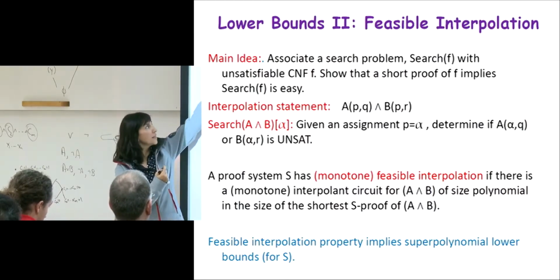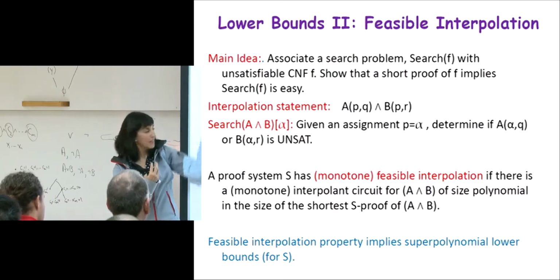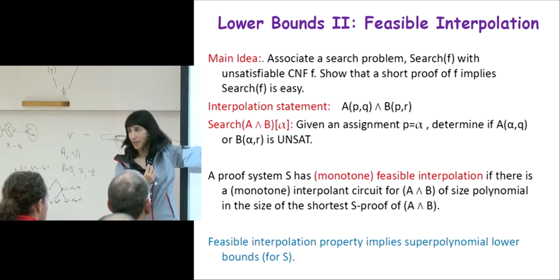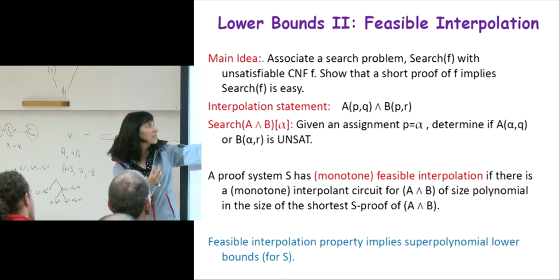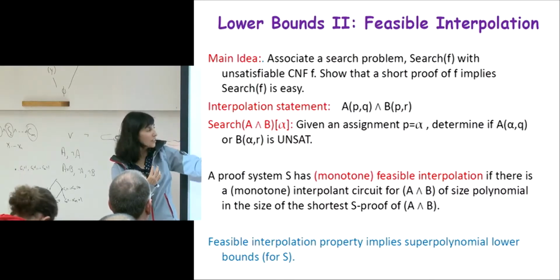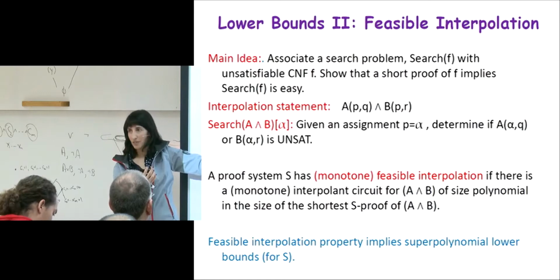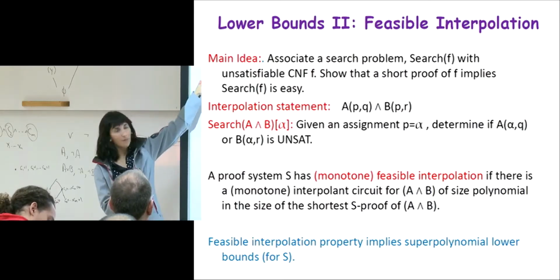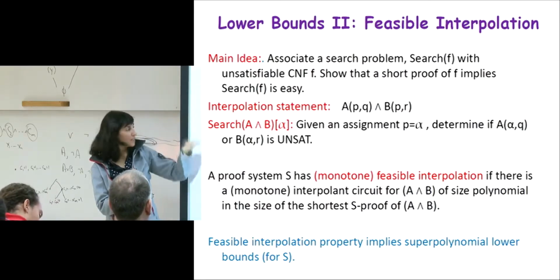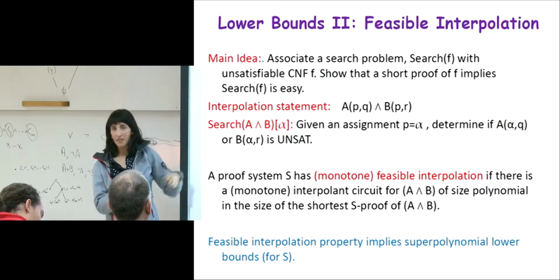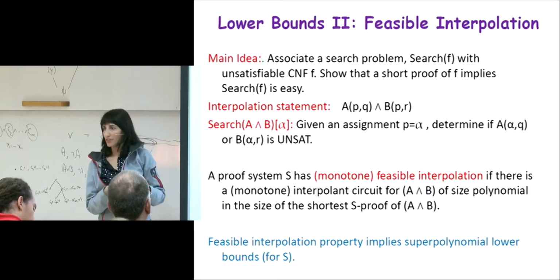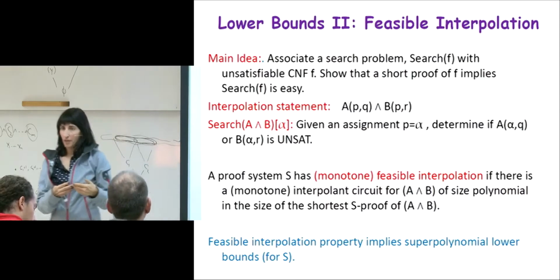Okay, so if the statement itself has the monotone form, then you can talk about monotone feasible interpolation, because the search problem is monotone. So you say the proof system has monotone feasible interpolation if any time you start with a monotone interpolant statement, and you have a proof of it in proof system S, then you can extract a small monotone circuit for solving the search problem.